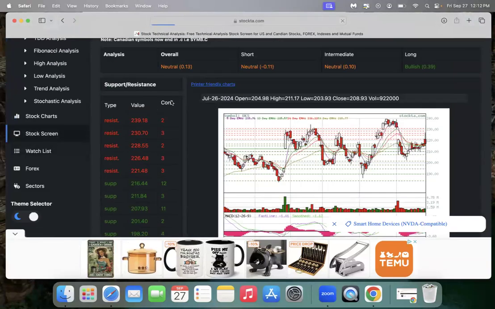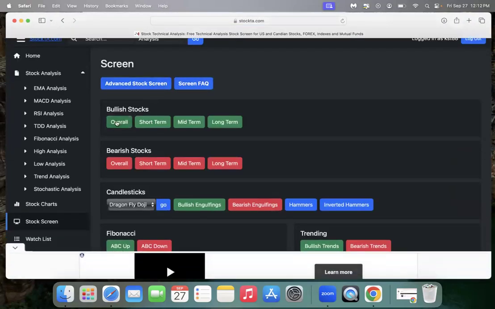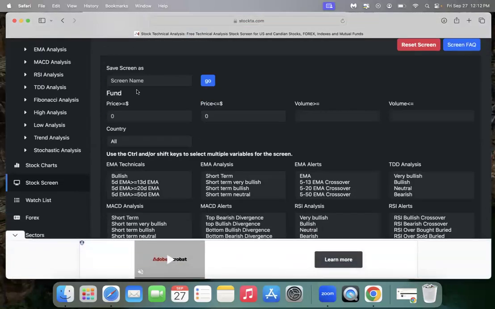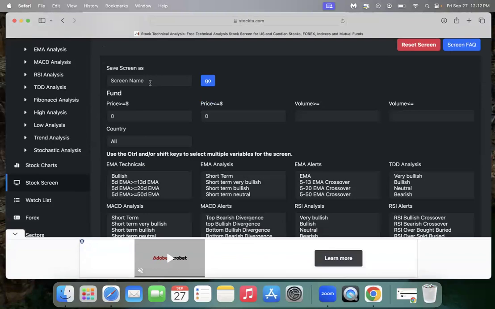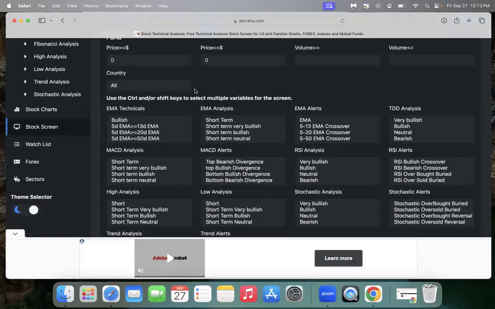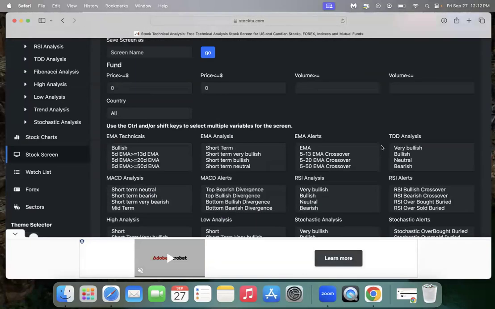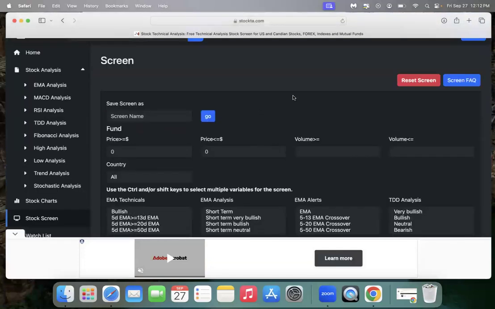So again, you can get as creative as you want. If you want to keep it very basic, you can use these. If you want to do a more advanced one, you can set in a bunch of things and you can save your screen to use for other ones. But again, the more things you pick, the stricter the screen will be, and the more restrictive answers you will get. So I would start simple.